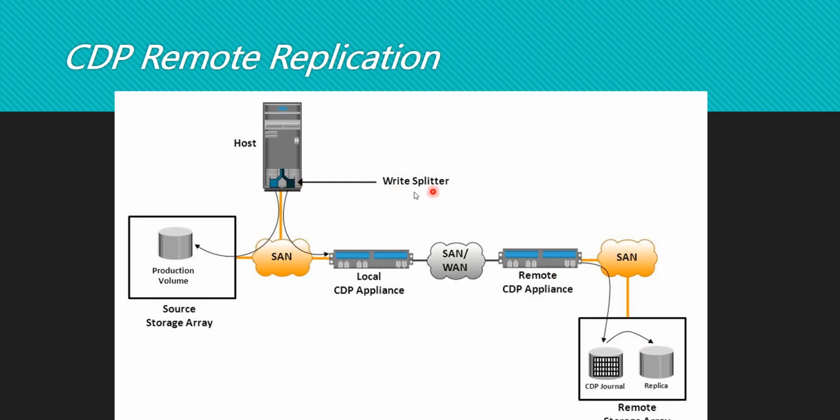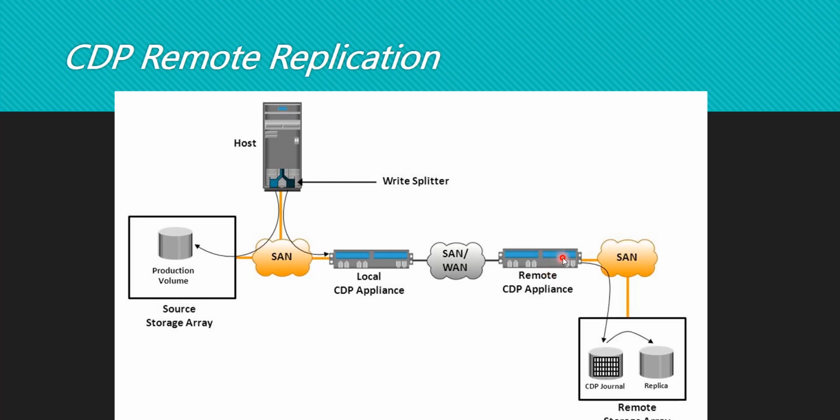In this case, the write splitter is implemented at the host side, and first it will replicate the contents to the production volume and to the local CDP appliance, and after that the CDP appliance will send the writes to the remote CDP appliance along with the timestamp of the writes. In case of synchronous remote replication, before starting the replication, the replica has to be in synchronization with the production volume.